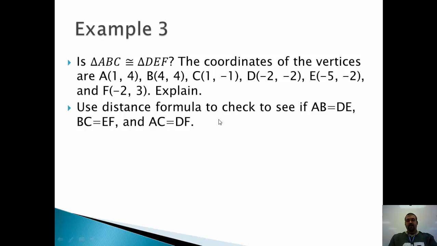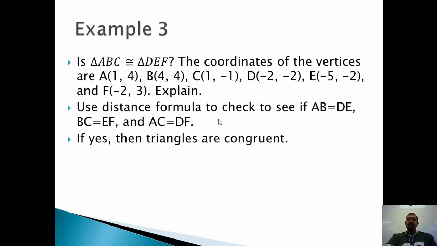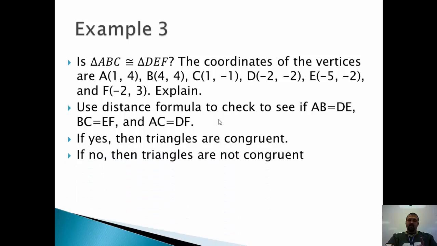So if the distance formula says that is true, then I think I've got two congruent triangles because of side, side, side. So if yes, then triangles are congruent. If no, then the triangles are not congruent.